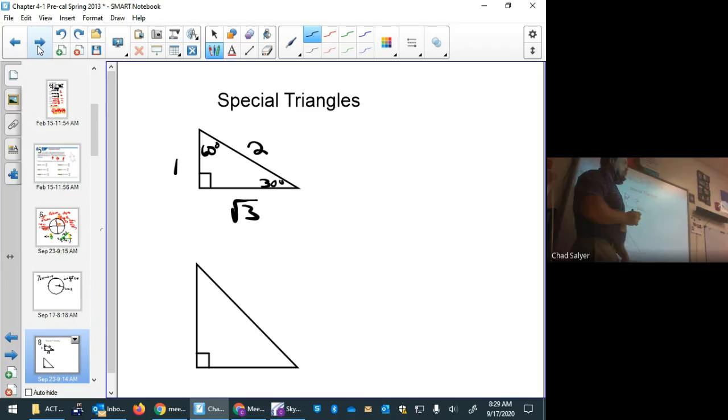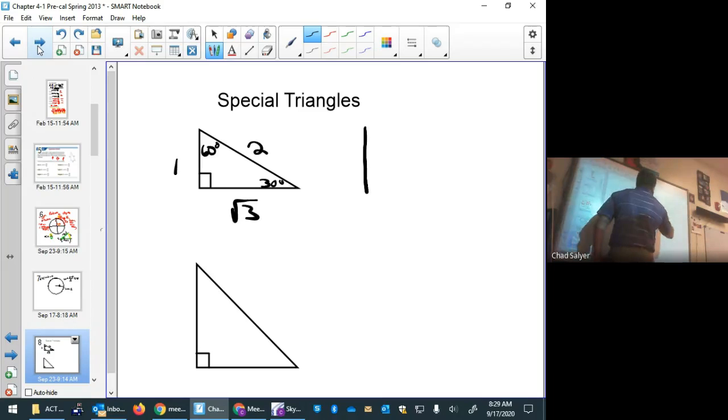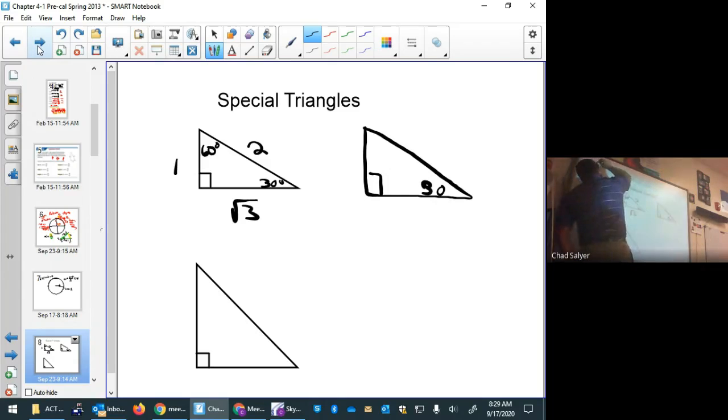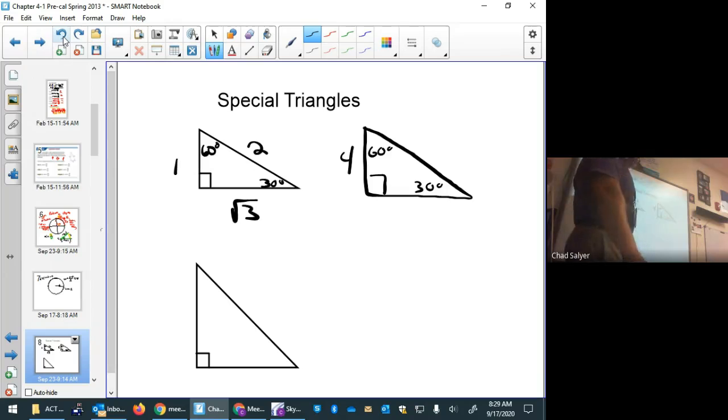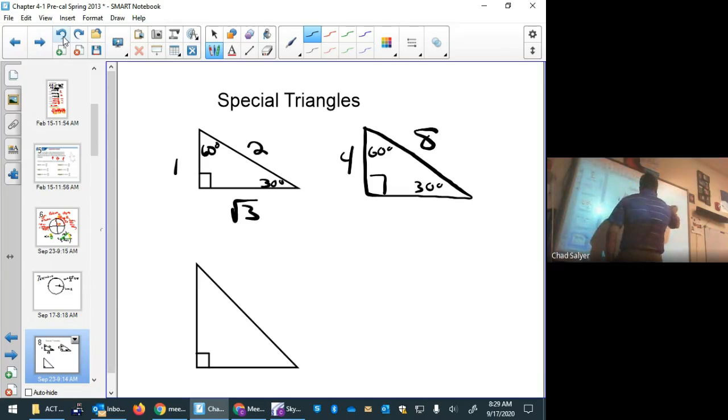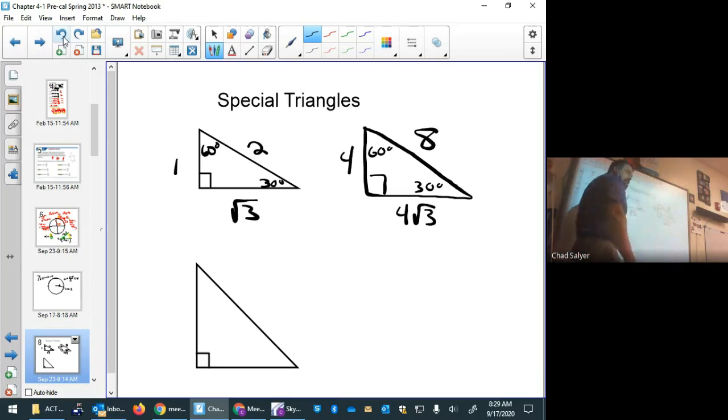So if I know some arbitrary 30, 60, 90 triangle has 4 for this side, well, then I know this is 8, and this is 4 times the square root of 3. You see what I mean? So this ratio will persist in every case. This is the fundamental case, the most simple case. This is an arbitrary case. So this side kind of floats into the water.